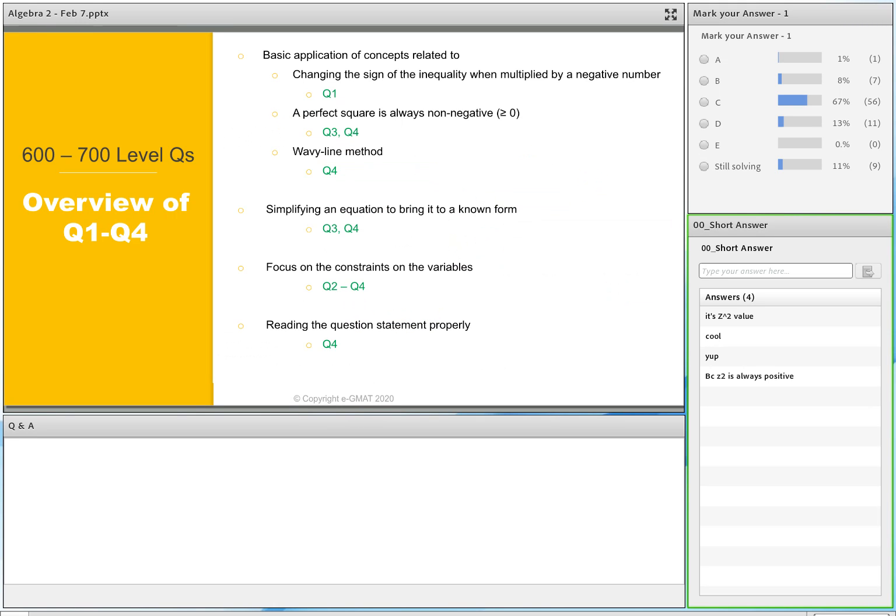Now, let's look at the 4 questions that we did. Keep in mind, what are the different things that we are continuously learning? Changing the sign of the inequality when multiplied by a negative number. Then a perfect square is always non-negative. It's either equal to 0 or a positive number. We also saw the wavy line technique in question 4, simplifying the questions, focusing on constraints, something very, very important. Not the value of z, but the value of z square. And reading the question statement properly. That goes for all questions that you are solving in GMAT quant or verbal. If you did not read the questions properly, you are going to miss some parts of the question that would harm you. Please do not do that.